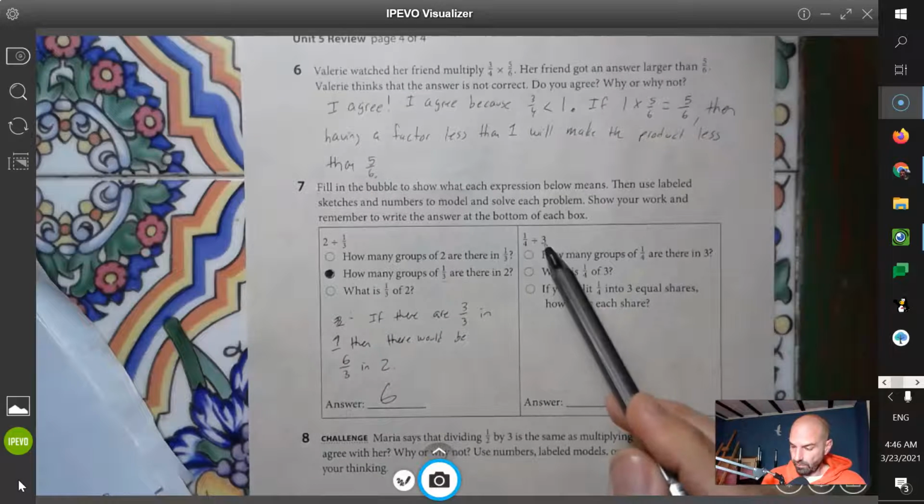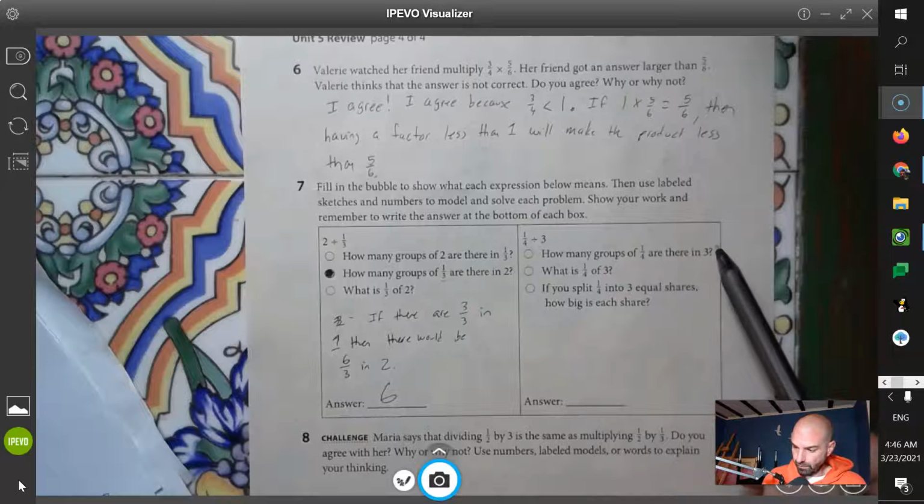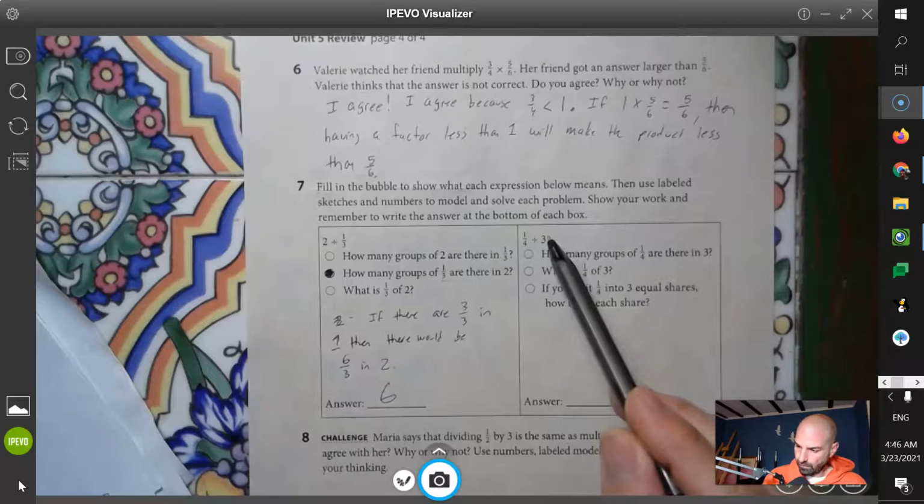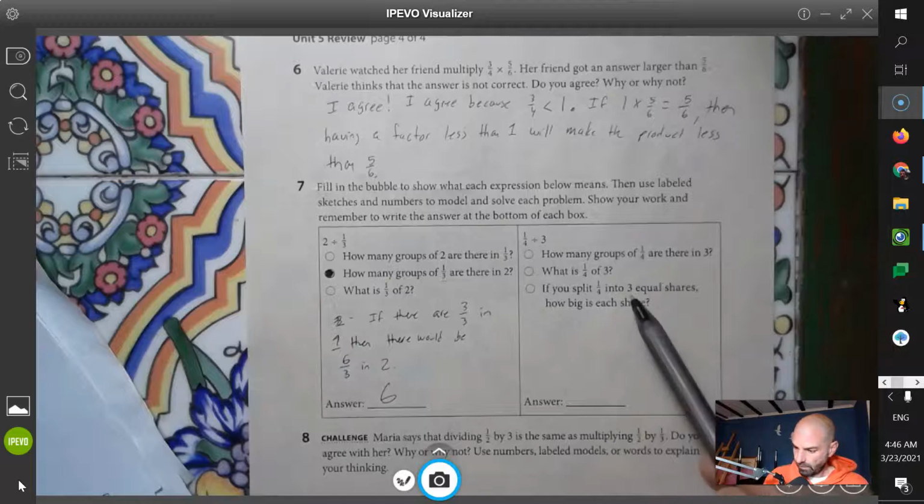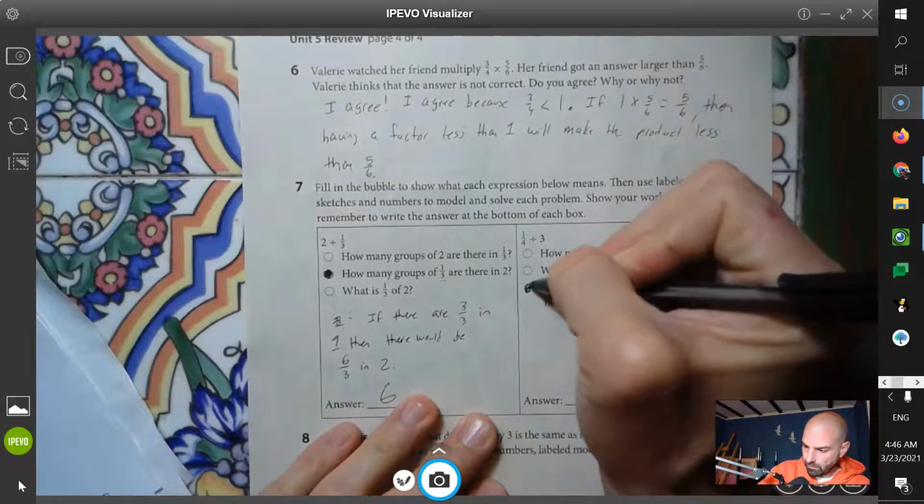All right, so this is 1/4 divided by 3. I have 1/4. I'm splitting it into 3 parts. How many groups of 1/4 are there in, no. What is 1/4 of 3? No, that would be 1/4 times 3. If you split 1/4 into 3 equal shares, how big is each share? There you go.